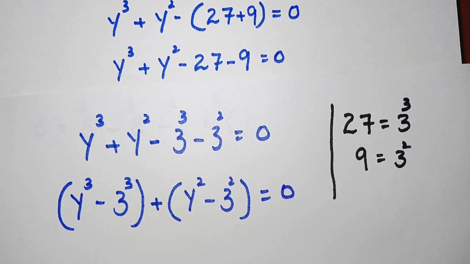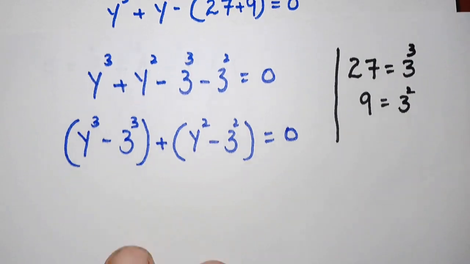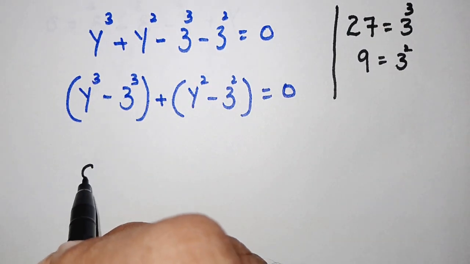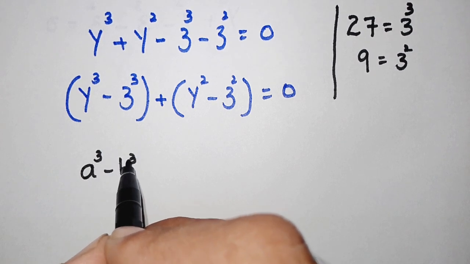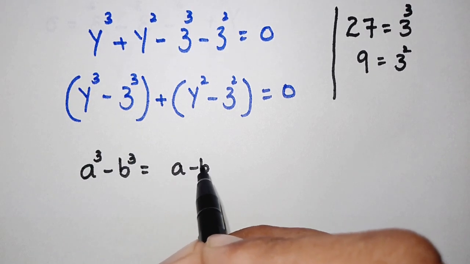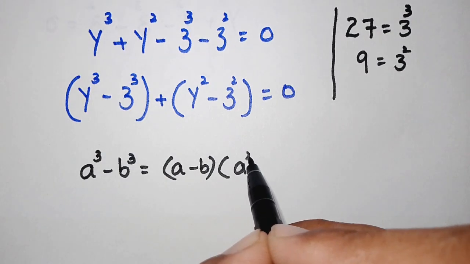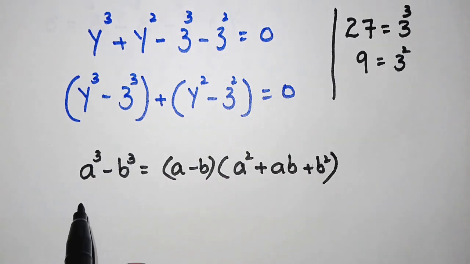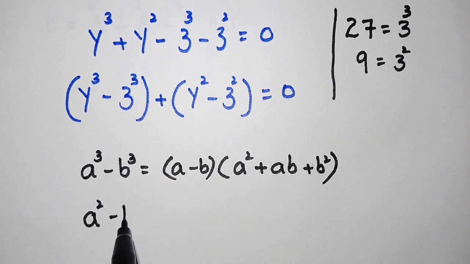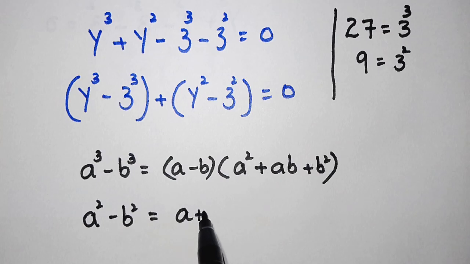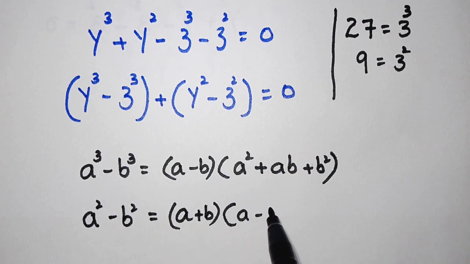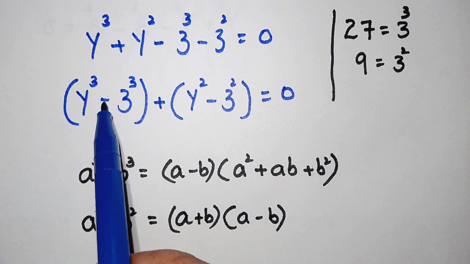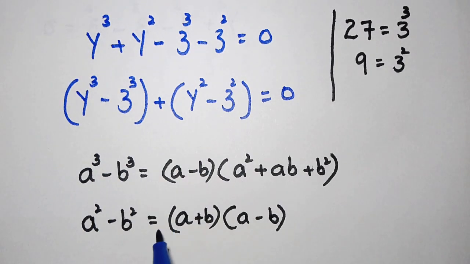Now to solve this interesting question, we have to use two identities. For this we have to use the identity a to the power of 3 minus b to the power of 3, which is equal to (a minus b) times (a square plus ab plus b square). And we have to use the identity a square minus b square, which is equal to (a plus b) times (a minus b). So here we have to use these two identities: the cubic identity for this one, and the square identity for this one.